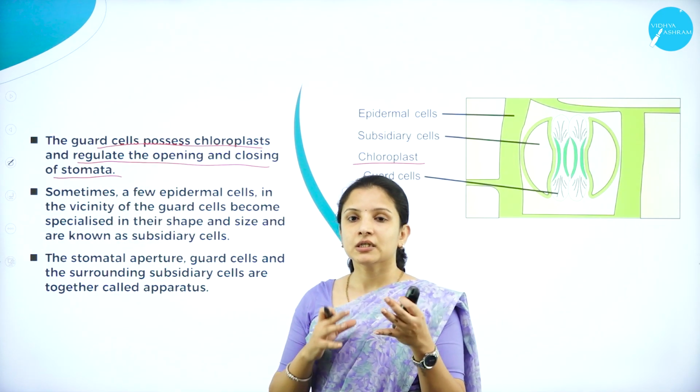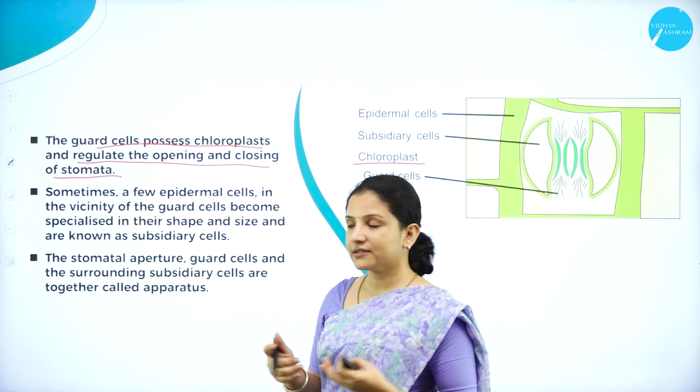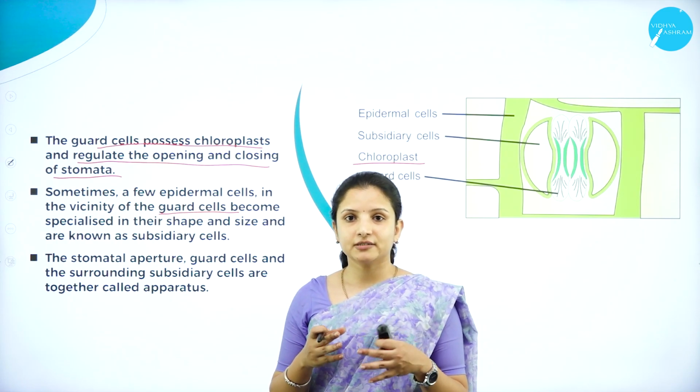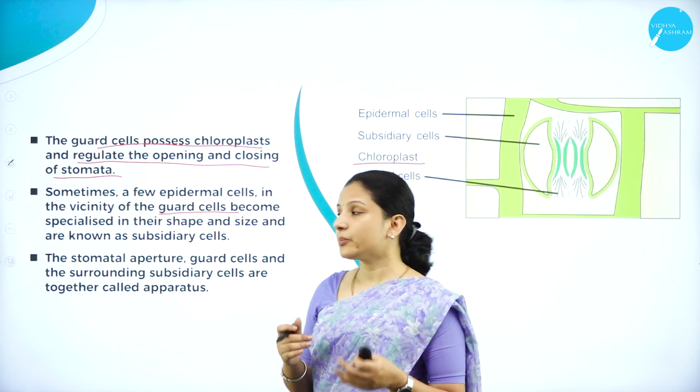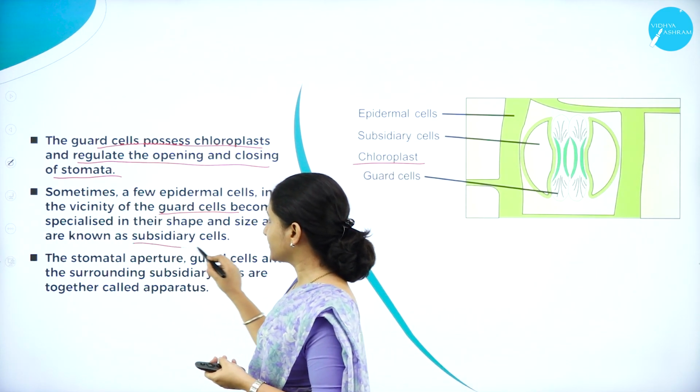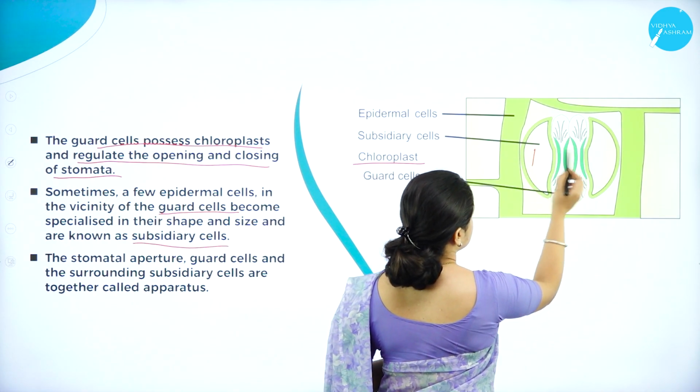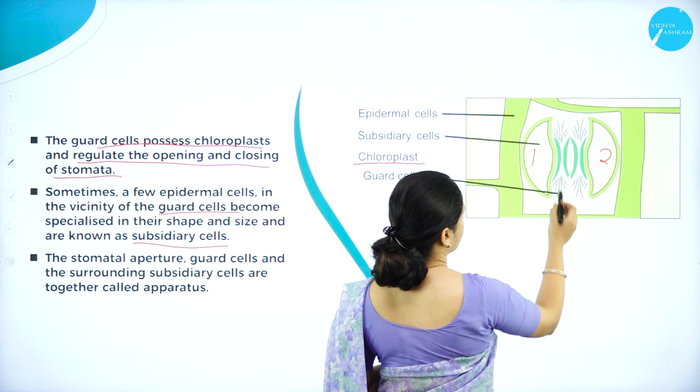Sometimes those epidermal cells that are present near the guard cells become specialized or change in their shape and size, and they are known as the subsidiary cells. So these are the subsidiary cells, which are present on either side of the stomata.